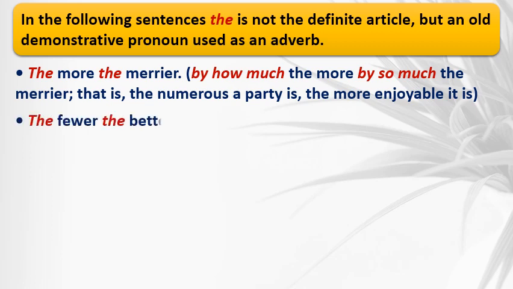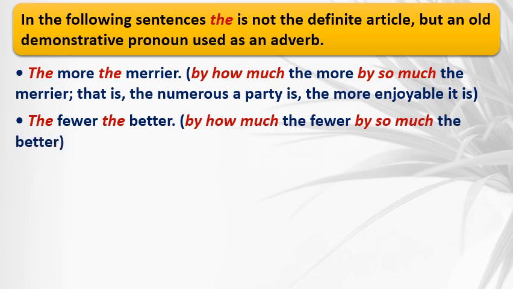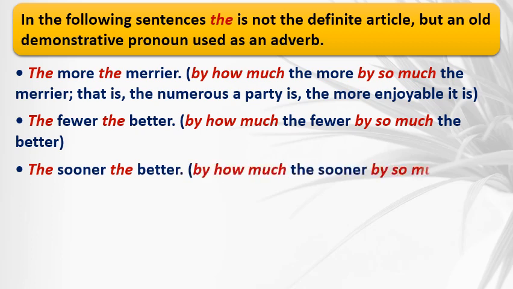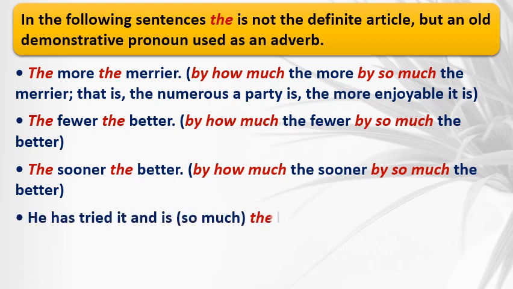Number 2, the fewer the better means by how much the fewer, by so much the better. Number 3, the sooner the better means by how much the sooner, by so much the better. He has tried it and is the better for it. So here the meaning is "so much".